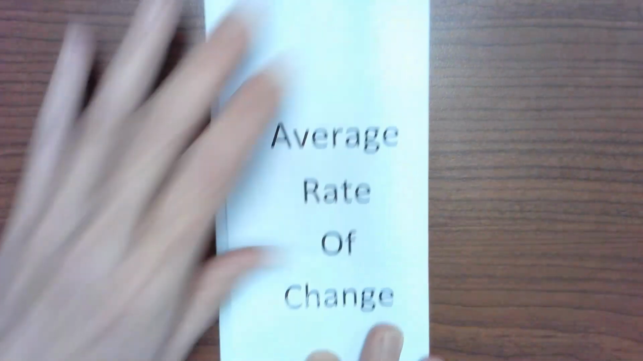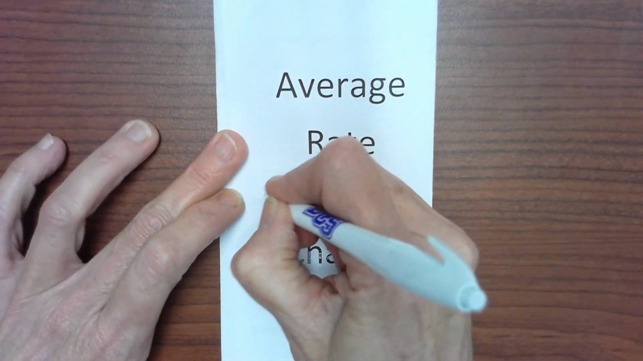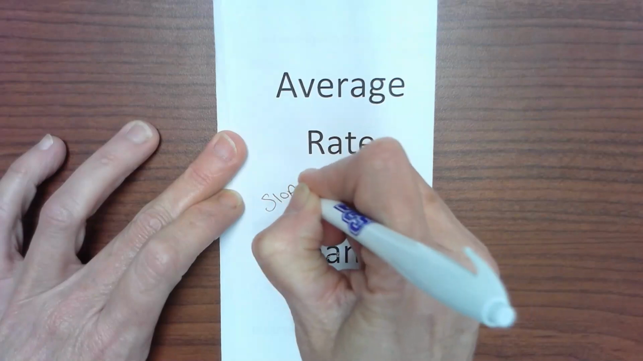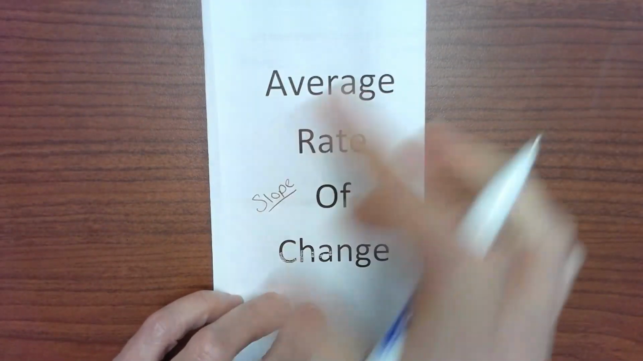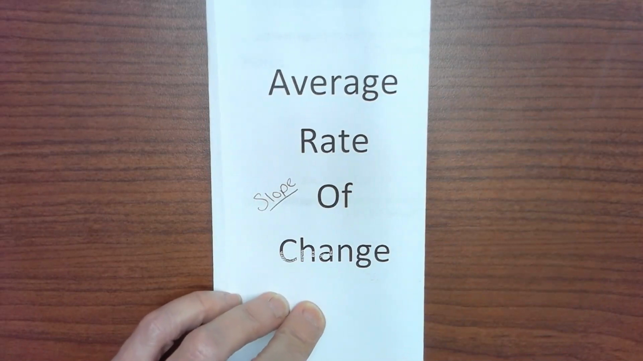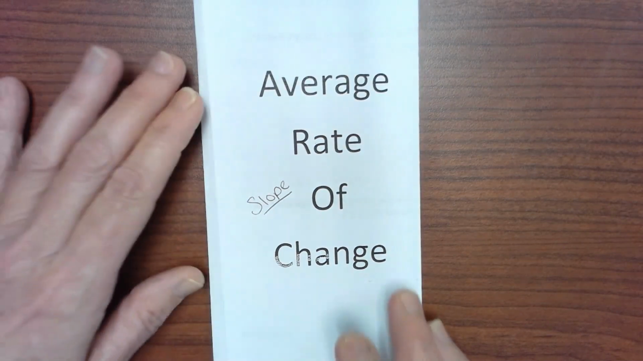Okay, first of all, let's remember that rate of change is the same thing as slope, okay? So why are they bringing in the word average? Well, they're bringing in the word average because when we move outside of linear equations, the slope is not the same everywhere anymore. So they call it the average rate of change, okay?